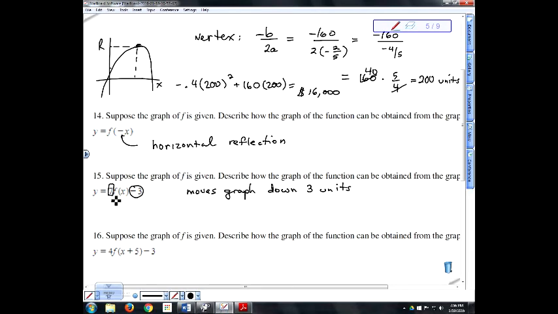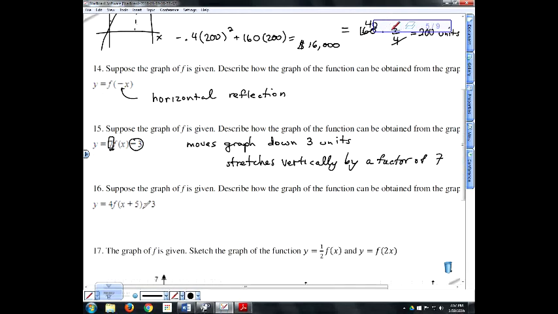The 7 is also outside of the function, so it affects the graph vertically as well. But since it's multiplying, it stretches vertically by a factor of 7. So we have the same transformation here. Moves down 3 units. Then we have this transformation, moves left.